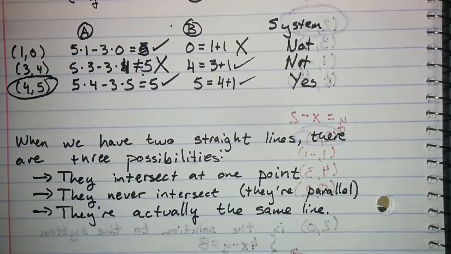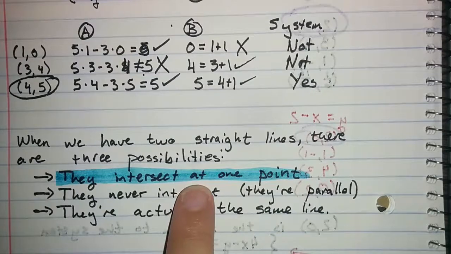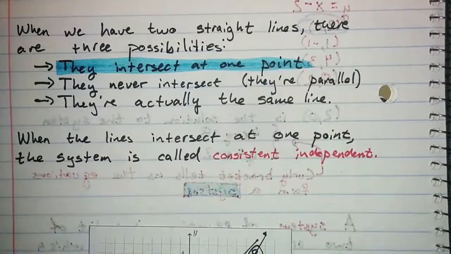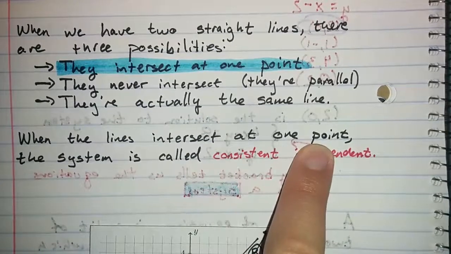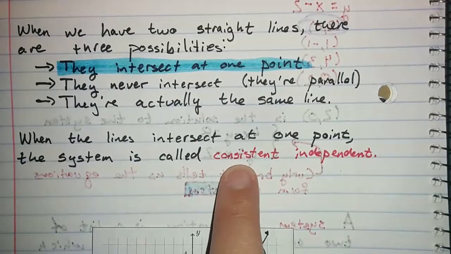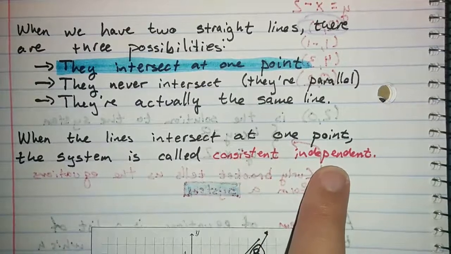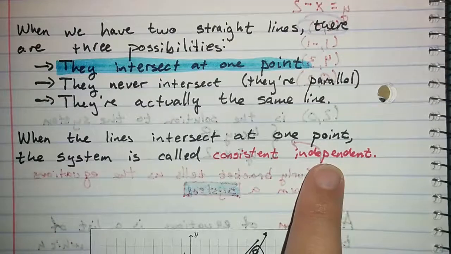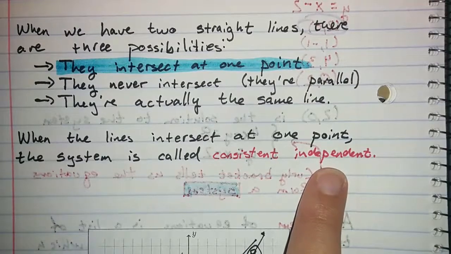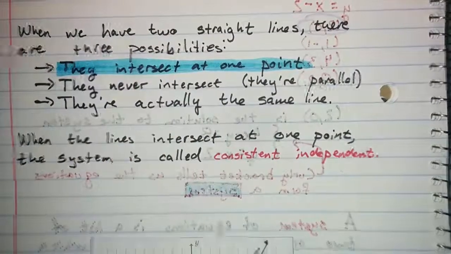This first circumstance where they intersect at one point, this is the thing that typically happens. If we were to write down a system of equations at random, the lines they describe would intersect at one point. So this is what we're going to focus on. When the lines intersect at one point, when they do this normal thing, the system is called consistent and independent. Consistent means it's possible for both equations to be true at the same time. And independent means that if we know that one is true, it doesn't tell us whether or not the other one is true. We'll talk some more about this term later on, but this is the normal thing for two lines to do.